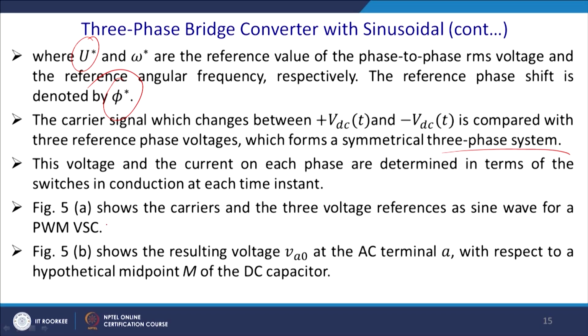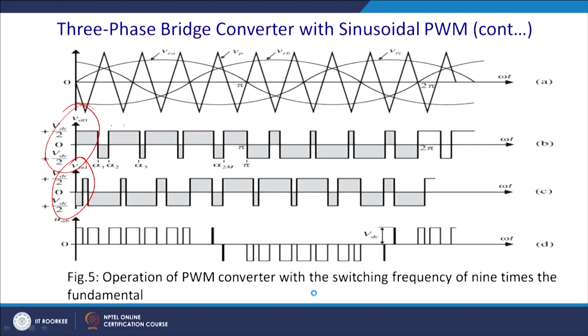Figure 5 will show, a little later, the carrier and the 3 voltage references of the sine wave for this PWM voltage source converter, and figure 5b shows VAO and the AC terminal voltage with respect to the modulation index. So, this is the phase voltage, and this is the pole voltage rather, and this is the line voltage.